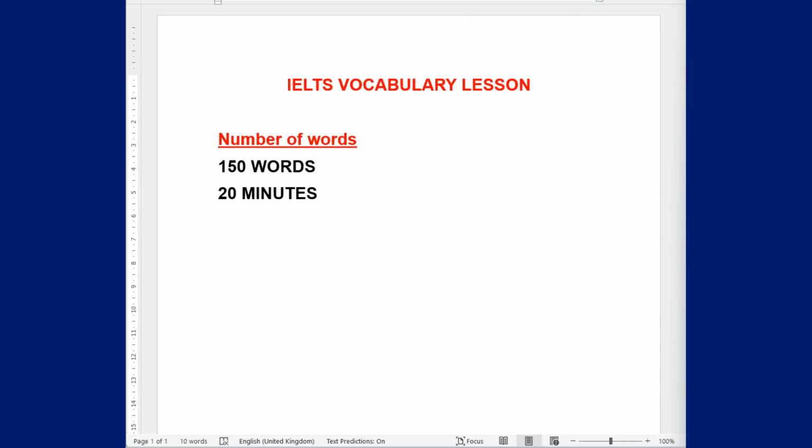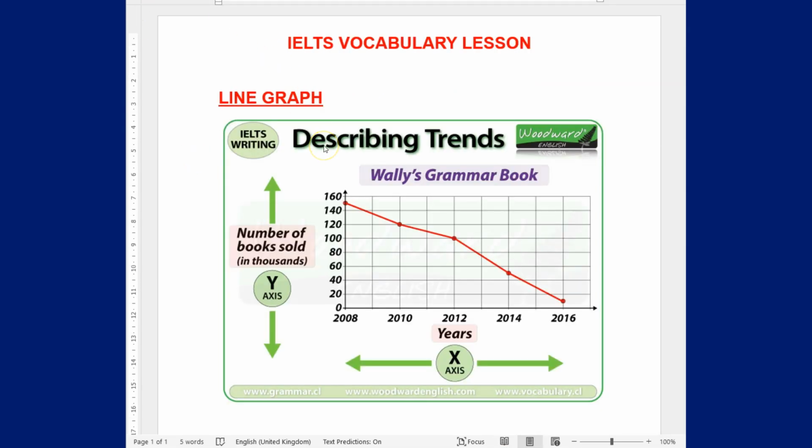One of the most important things you need in this section is that you need to know specific vocabulary that relates to describing trends. So we'll be looking at a line graph in this particular lesson. We're looking at a line graph with examples, and we're using it also to find out the vocabulary. So let's look at a sample question. So this is a line graph.